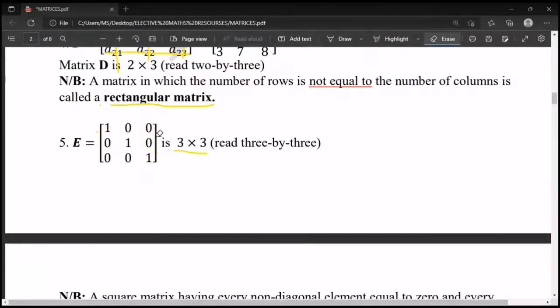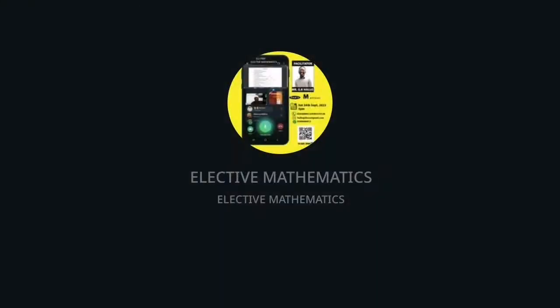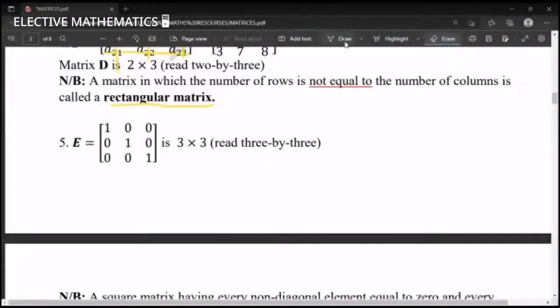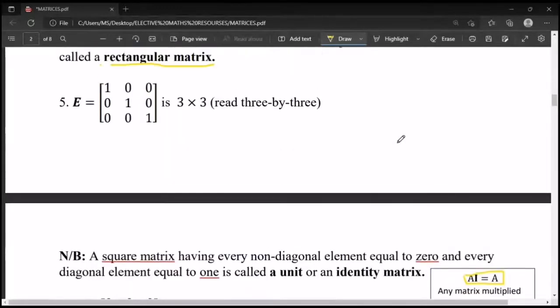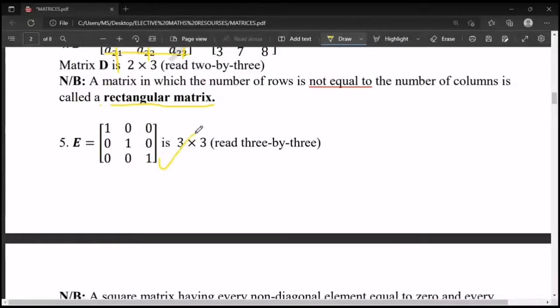But just the leading diagonals tell us that this is an identity matrix or a unit matrix. So any matrix in this form, we term this matrix as what? A unit matrix or an identity matrix. And know that when you use identity matrix to multiply any matrix, it will give you the same matrix. So this is the identity matrix or unit matrix.